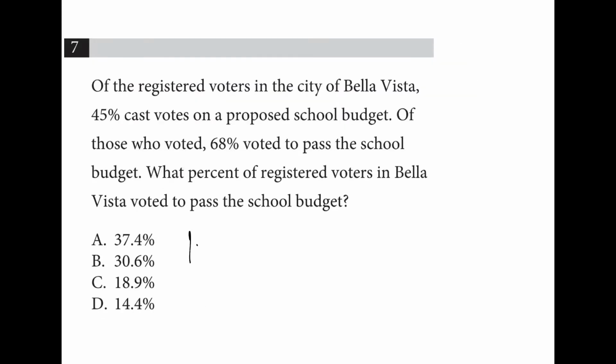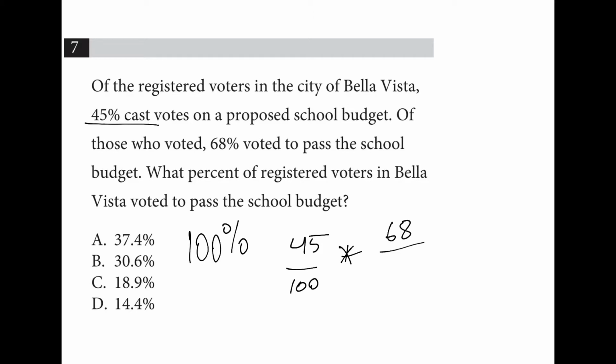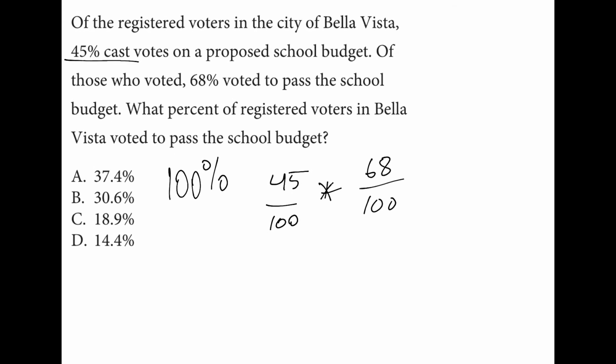So out of the possible 100% of the voters in the city of Bella Vista, 45% of them, or 45 over 100, cast votes on a budget. And out of these, 68 out of all 100% of them voted to pass the school budget. So if I multiply these 2 fractions, I get the answer, which is 0.306. And if I convert that to a percent, 30.6.